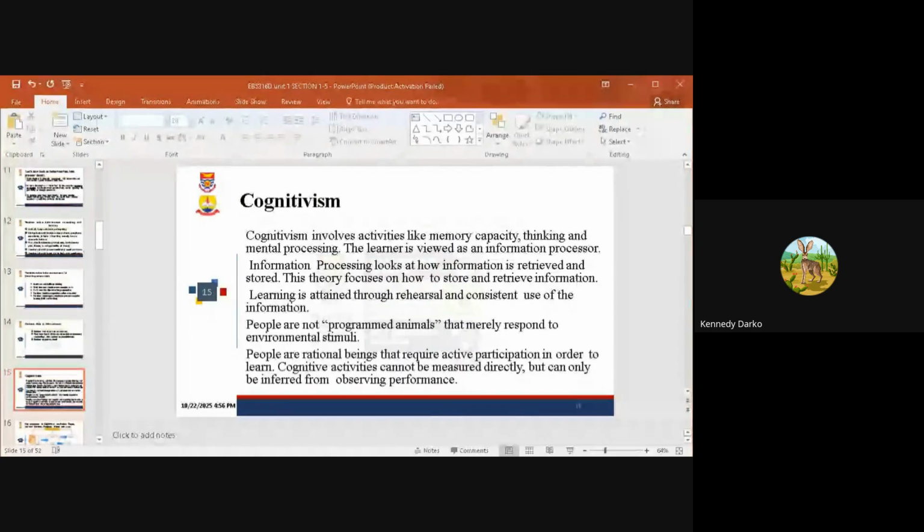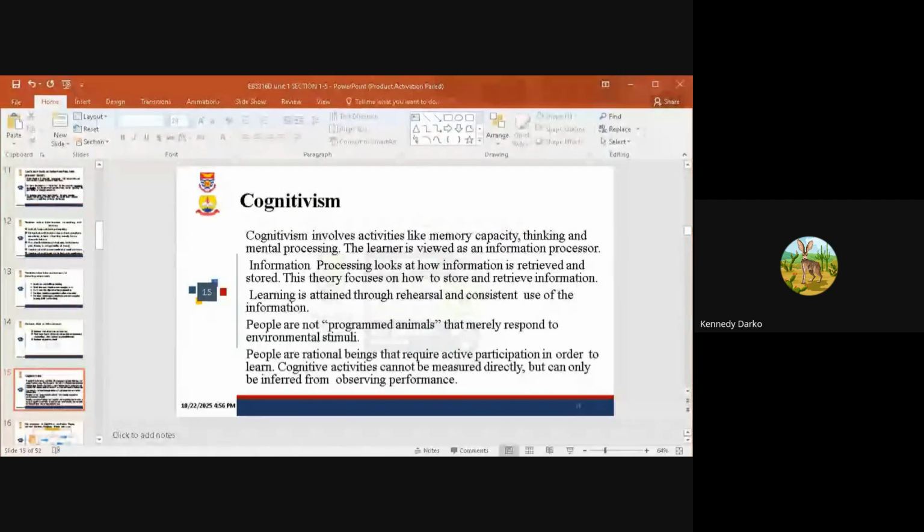So here, learning is attained through what? Rehearsal and consistent use of the information. That's why you have to do a lot of practice, because the cognitive needs practice several times. We need to do a lot of drills and practice, so it will help develop the mental faculty of the student.